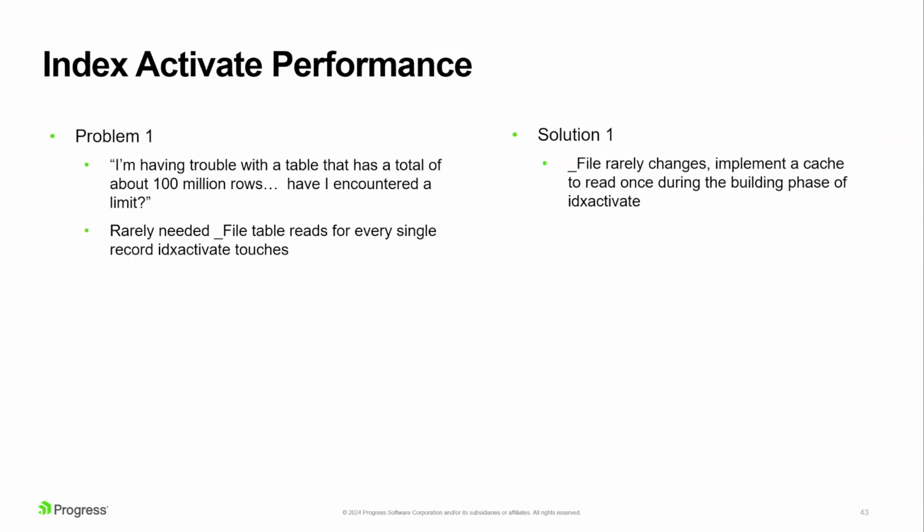Next, we'll look at a couple of improvements that we put on to index activate. This first one, problem 1, also started by an entry in our online community. He says, I'm having trouble with a table that has a total of about 100 million rows. Have I encountered a limit? And what we found is that we rarely need the _file table reads for every single record that index activate touches.